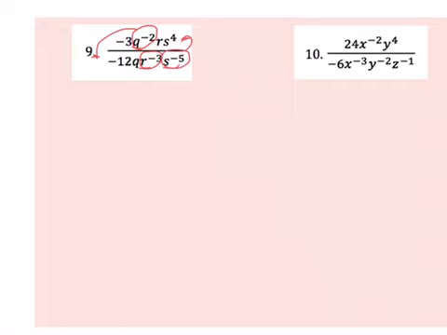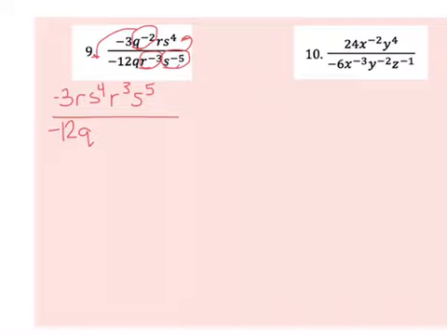move them. So I'm going to have a negative 3 on top still. Also on top, I still had an r and the s to the 4th. So now the things I'm moving up to top to make them positive are going to be the r to the 3rd and the s to the 5th. Now, the things that are staying on the bottom are the negative 12 and that q. The only thing that's moving to the bottom then is a q to the 2nd, because when it crosses a line, we have to make it a positive. We have to change that sign.